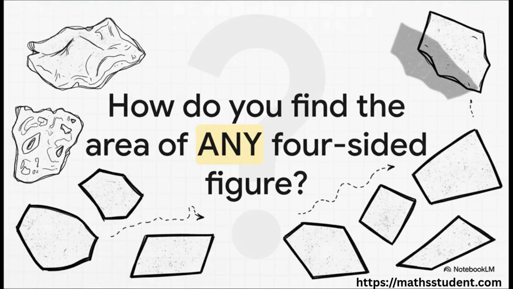So here's the big question, right? Because shapes in the real world are messy. A plot of land, a piece of fabric you're cutting, even a shadow on the wall, they're almost never perfect rectangles. So how do we handle the chaos of just a general, irregular quadrilateral? Well, it turns out there are a few absolutely brilliant ways to do it.